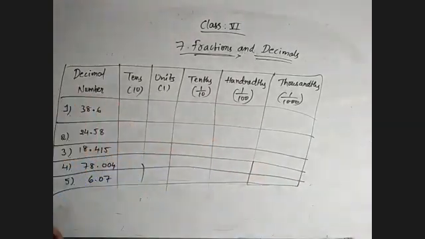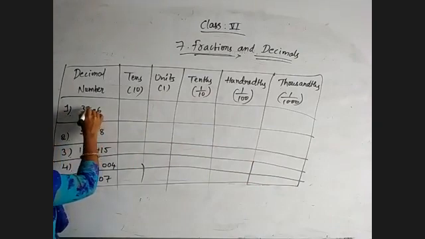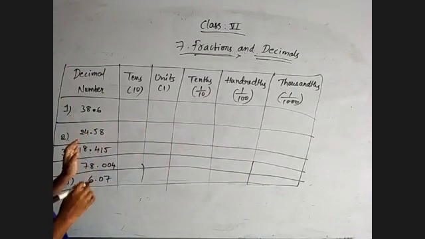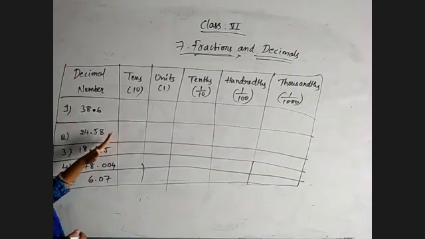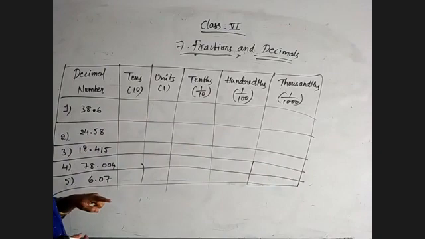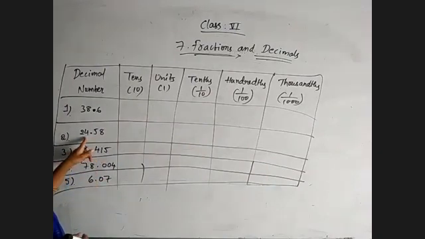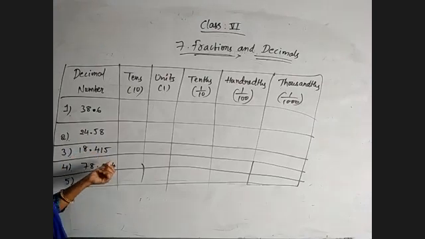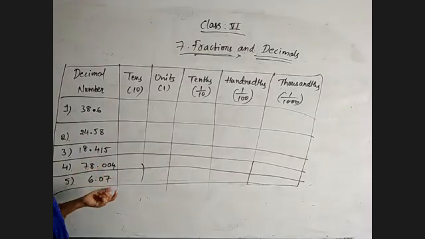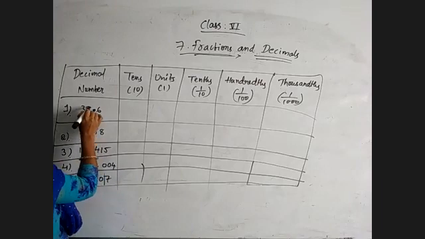Now coming to the problem, 38.6. How do we read this number? 38, before the point, as usual, like a normal number. But after the decimal point, we need to read only single digits. 24.58, not 58. After the point, we need to read single digits only. Then 18.415, 78.004, 6.07.